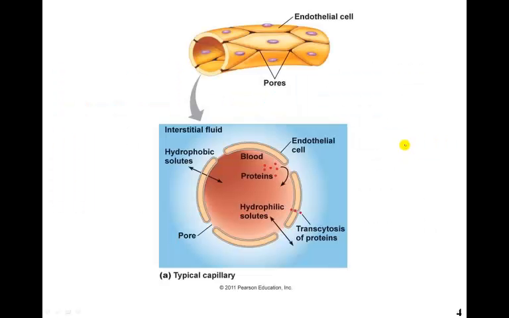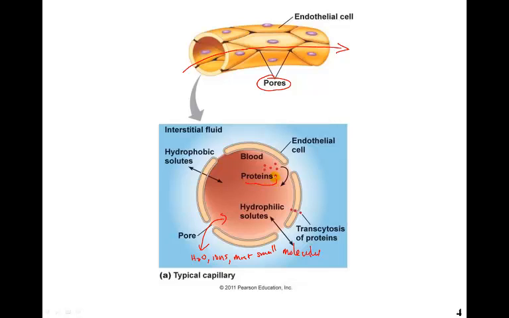And capillary walls, in general, are very porous. Okay, so this is a capillary. The plasma flows through here, but there are big pores between the endothelial cells of the capillary. And really, most of the stuff that's in the plasma can just pass right through, back and forth. So water, ions, most small molecules.